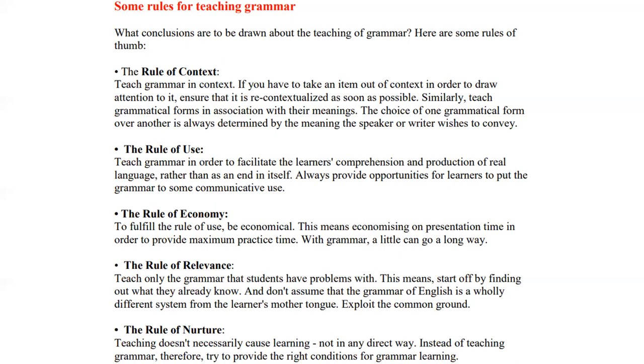Then the rule of relevance. Teach only the grammar that students have problems with.